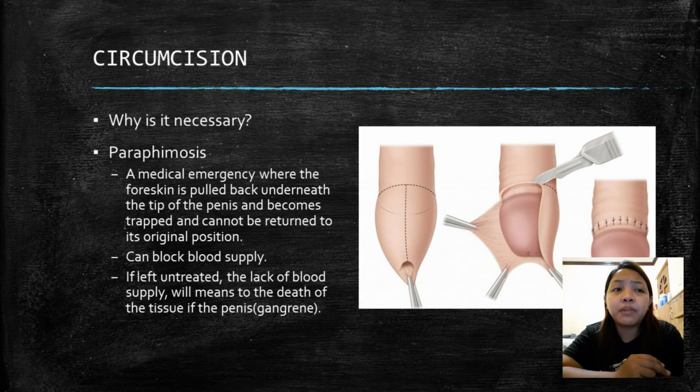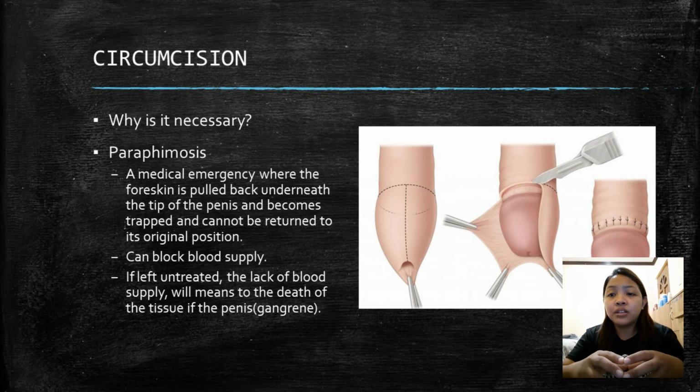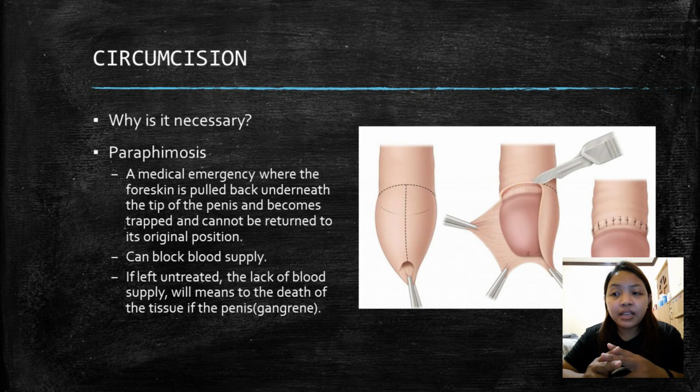It can block blood supply, and if left untreated, the lack of blood supply will lead to the death of the tissue of the penis, and it's called gangrene. In most cases, paraphimosis can be treated using medication to reduce the swelling or minimally invasive surgery to return the foreskin to its original position. Circumcision, on the other hand, is usually only required in rare cases when medication and surgery fail. Occasionally, circumcision may be recommended if someone has repeated episodes of paraphimosis.